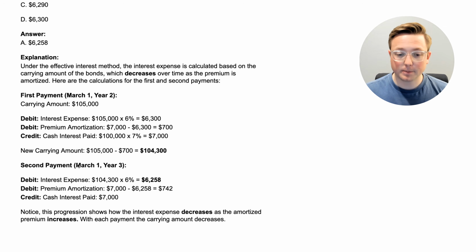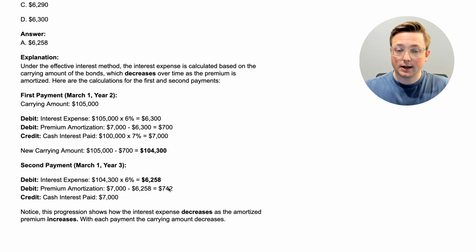Now we go to the second payment, we do the same thing. New carrying amount of $104,300 multiplied by that 6% market rate gives us $6,258. By the way, that's the answer, but we're going to go a little bit further. $6,258 of interest expense, and then we can go down to the cash interest paid. That's always the same, $7,000. We subtract this $6,258 from the cash interest paid, and that gives us a premium amortization of $742.